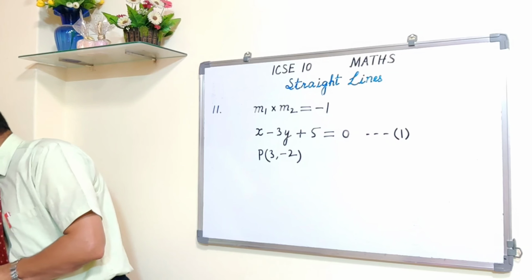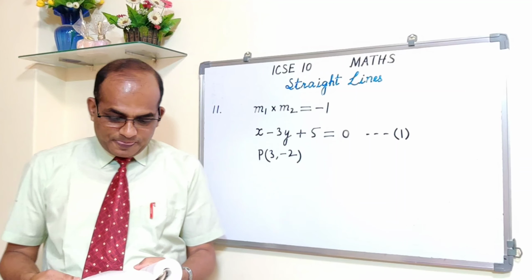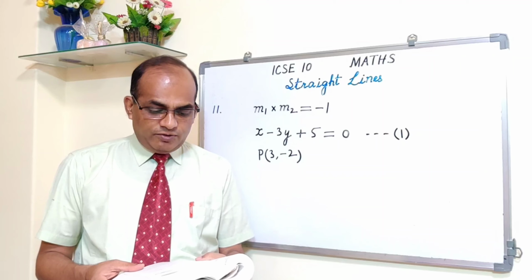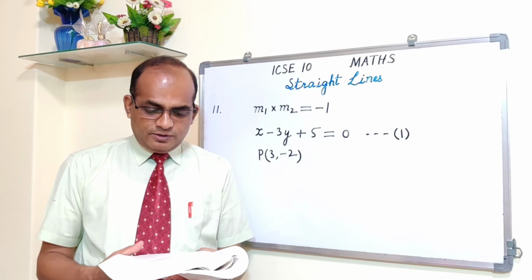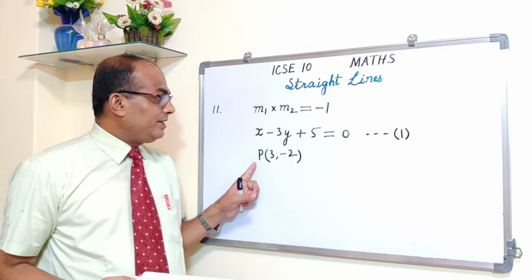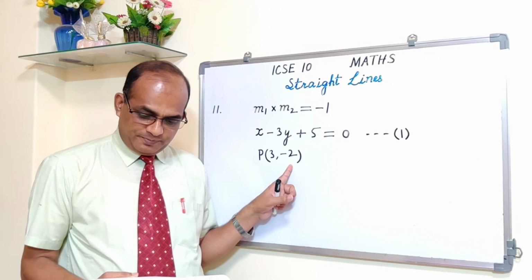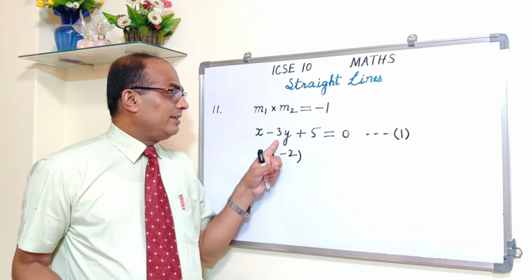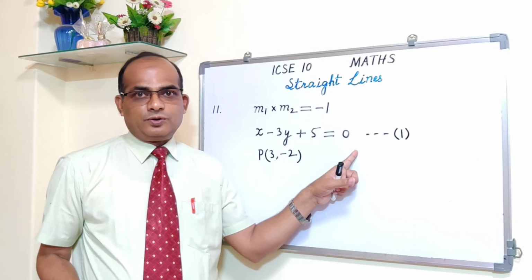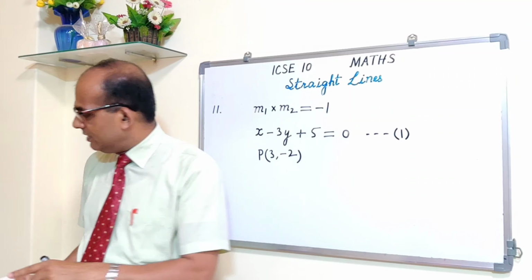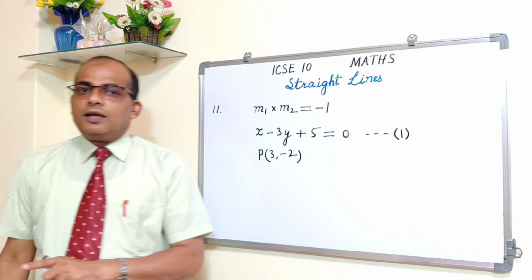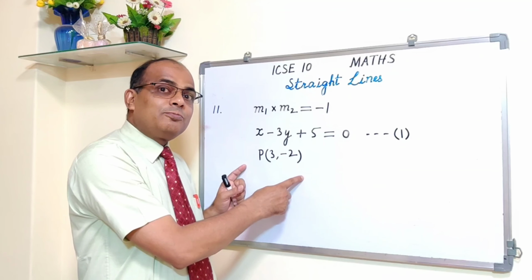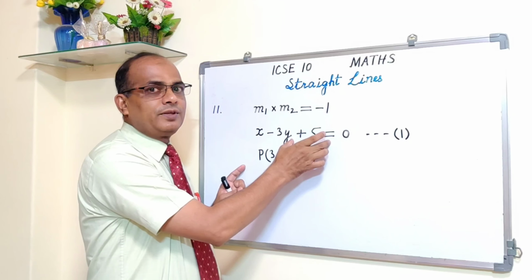I am reading the question. Find the equation of a line passing through the point P(3, -2) and perpendicular to the line x - 3y + 5 = 0. The line is passing through the point P(3, -2) and it is perpendicular to this line.